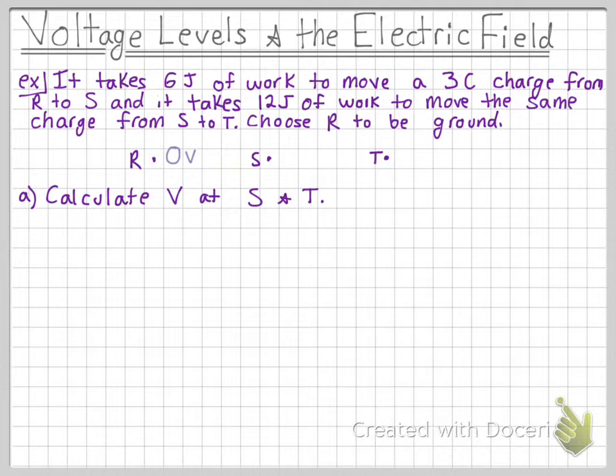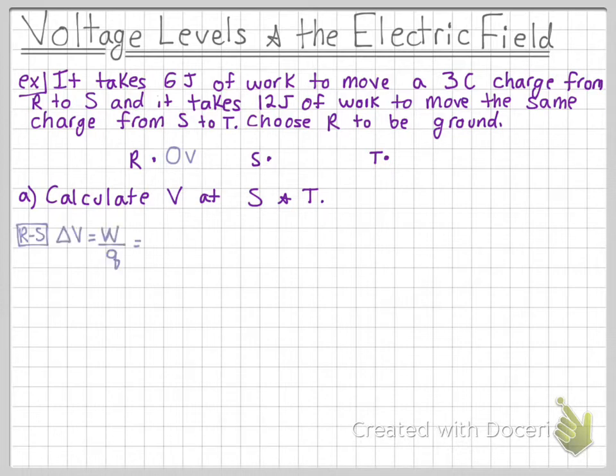Let's do an example. It takes 6 joules of work to move a 3 coulomb charge from R to S, and it takes 12 joules of work to move the same charge from S to T. We're going to choose R to be ground, so notice how I already wrote 0 volts next to point R. We want to calculate the voltage levels at S and T.